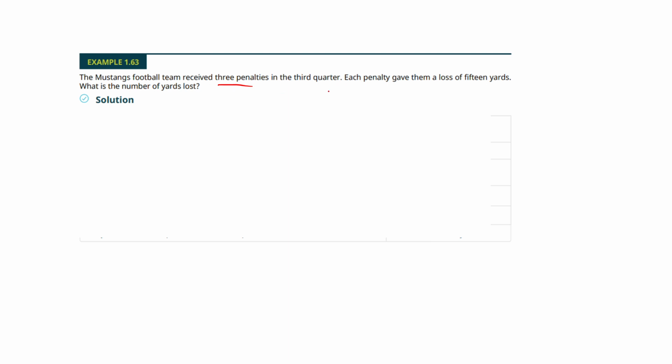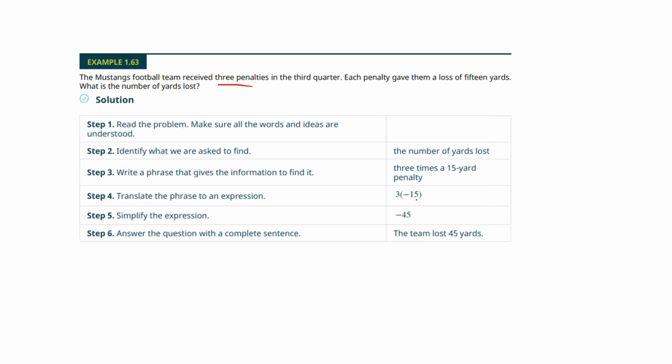So they had 3 penalties of 15 yards. So they lost 15 yards and they did it 3 times. Well, you could add that, negative 15, negative 15, negative 15. But multiplication is just repeated addition. So in other words, they had 3 penalties, 15 yards, that's going to be multiplication. And they were minus 15 yards. So 3 and 15 is 45, a positive and a negative, negative 45.